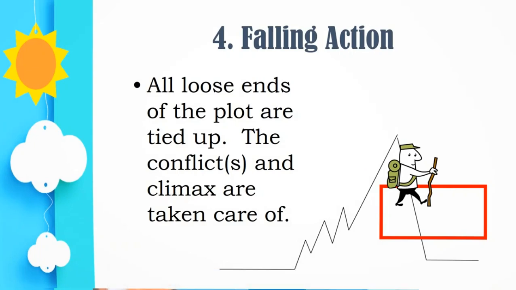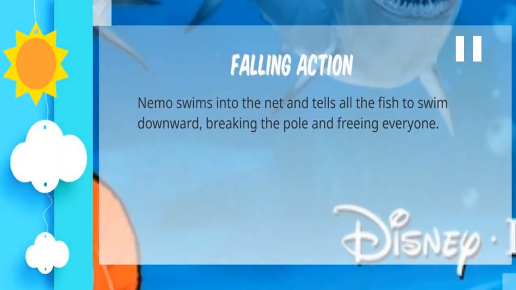On the falling action, all loose ends of the plot are tied up. The conflict or the conflicts and climax are taken care of. Actually, for this part, the story is subsiding in intensity, because the character eventually finds a solution to address the problem in the climax introduced in the rising action. Falling action is somehow less intense when it comes to the emotion and the actions.